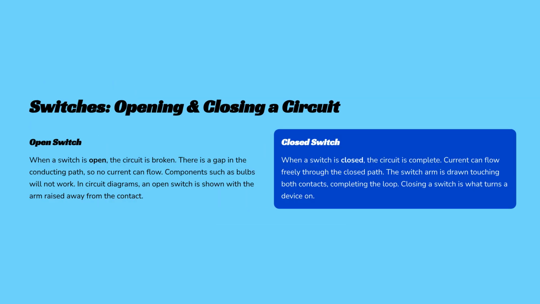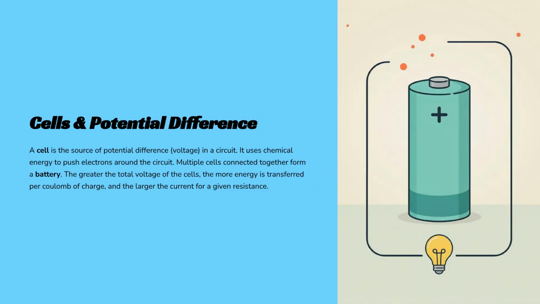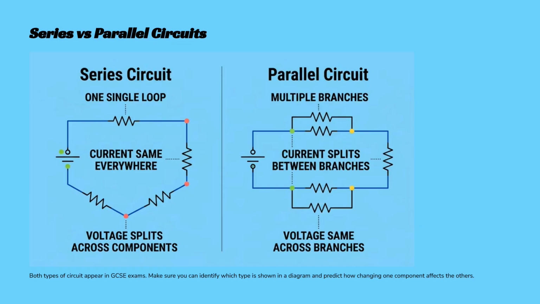Switches act as the gatekeepers of a circuit. When open, there is a gap, and current cannot flow. When closed, the switch creates a complete path, allowing the current to pass through and power your device. Cells provide the potential difference, or voltage, needed to push electrons around the circuit. Connecting multiple cells creates a battery. Higher total voltage transfers more energy, driving a larger current for a fixed resistance. It is essential to distinguish between series and parallel circuits. In a series circuit, there is one single path.